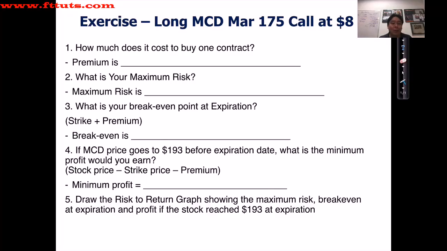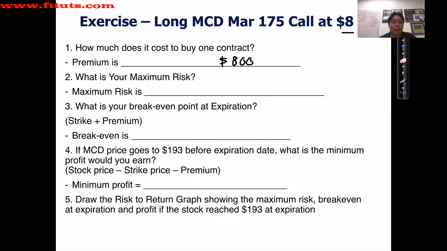All right, let's review the answers. How much would it cost to buy one contract? The cost would be the premium, and the premium would be $8 for one share. So multiply that by 100 shares, since one contract is 100 shares. Your total premium would be $800. Did you get that? If you did, give yourself a pat on the back.